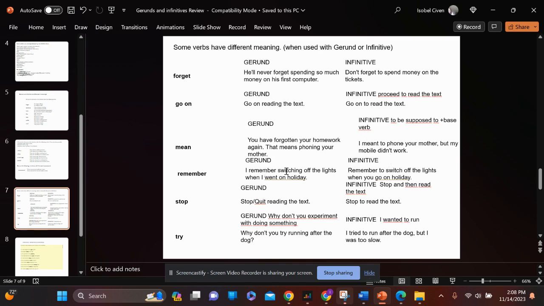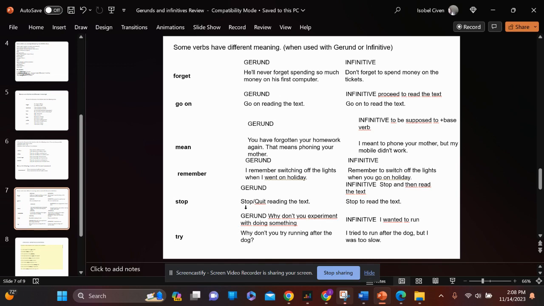When you use I remember plus verb-ing, this means that you will never forget this. You will always remember doing this. But when somebody says, remember to switch off the lights, that means someone is giving you a reminder to turn off the lights.